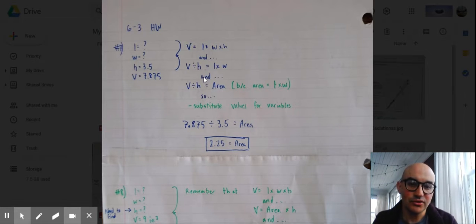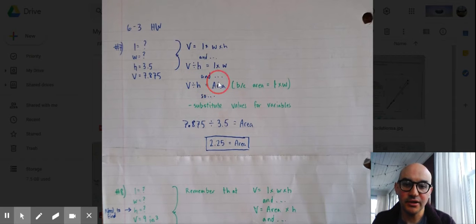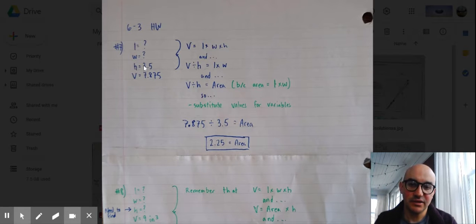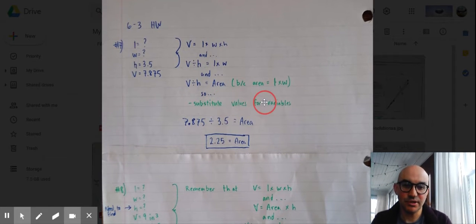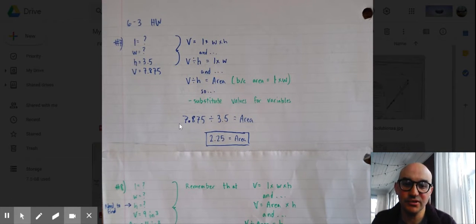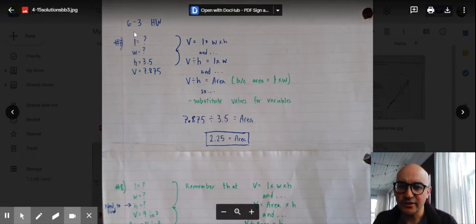So now, on this third line here, all I'm doing is substituting length times width for area. And that helps really free it up because take a look, I've already got a value for volume, and I've already got a value for height. So that gives me a chance to solve this problem. So my last step is the step that everybody wants to jump to, which is substituting the value for the variable. Boom, boom, boom, divide, and our answer is 2.25 units squared would be in area.